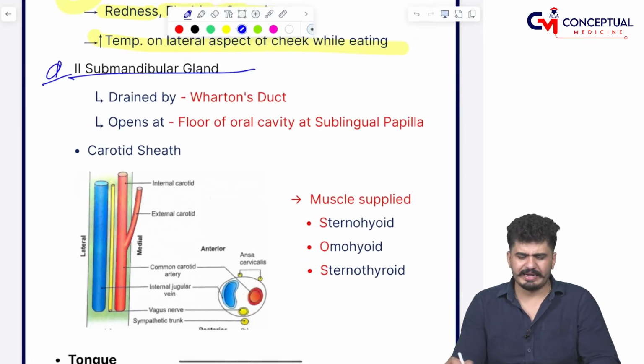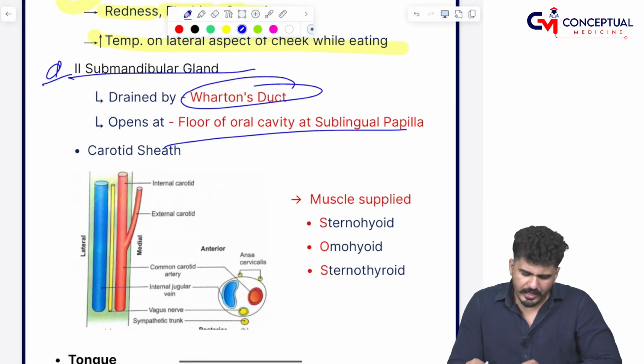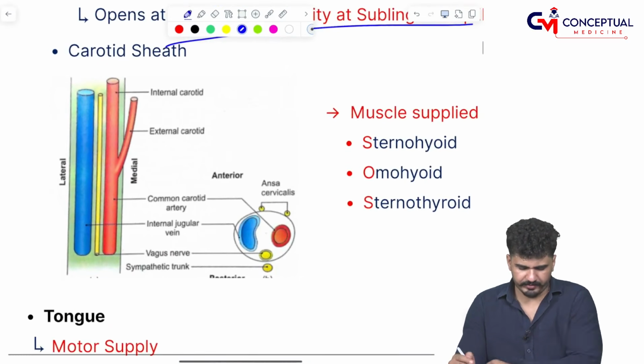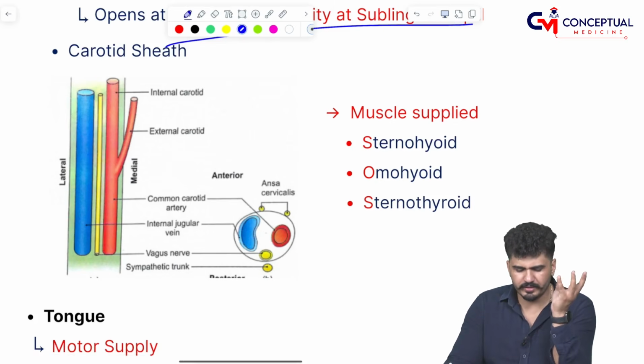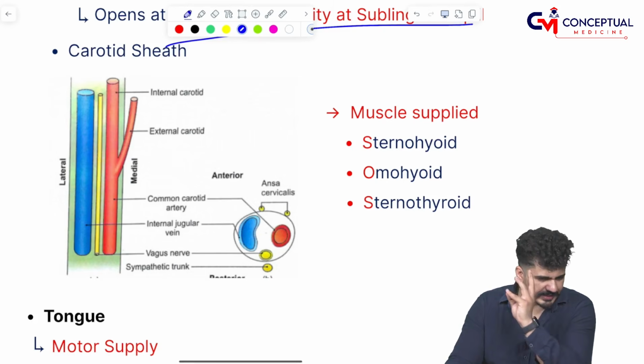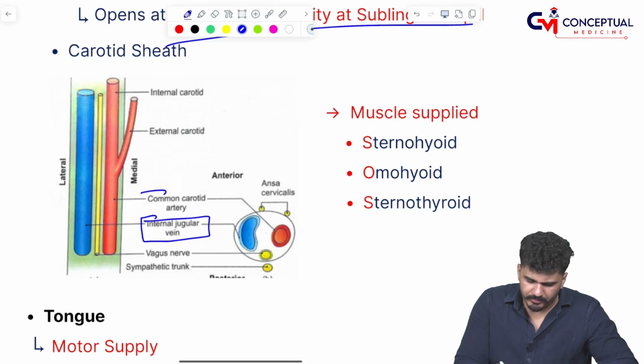Submandibular gland is drained by Wharton's duct, which opens in the floor of the mouth. Done. Carotid sheath, important, my dear friends. So this is a cut section of a carotid sheath. One artery, one vein and one nerve are extremely important to remember right here. So which vein are we talking about in the carotid sheath? Internal jugular. Which artery? Common carotid artery.